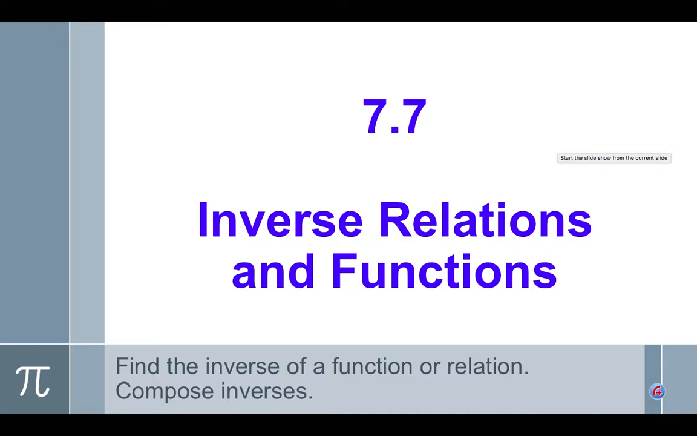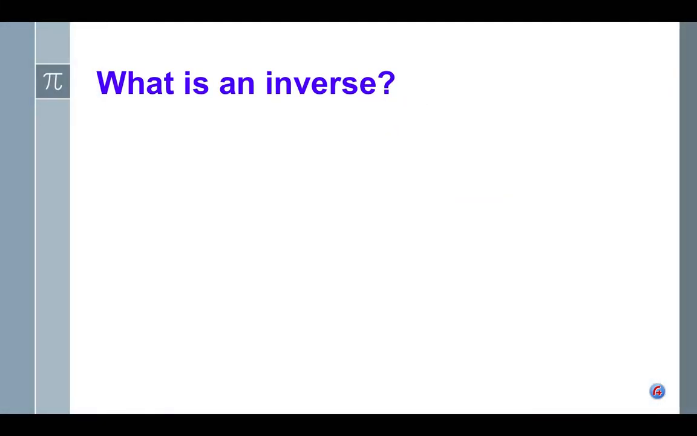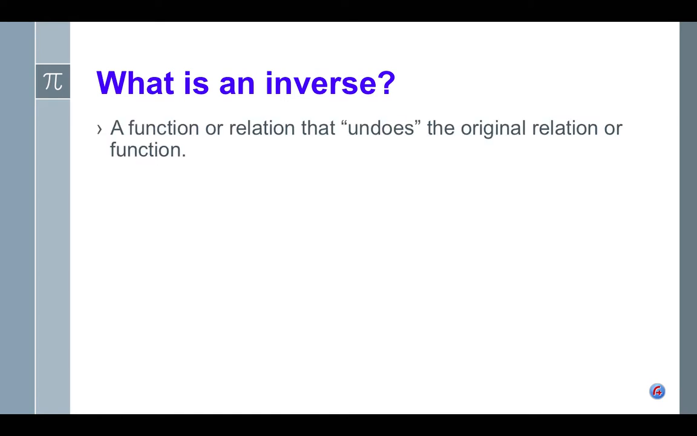Today we're going to be looking at 7.7, which is the last little part of our chapter 7, looking at how to find inverses of functions and relations. So first of all, if we were to describe what an inverse is, in the easiest terms I can think of, it is a function or relation that undoes the original relation or function.